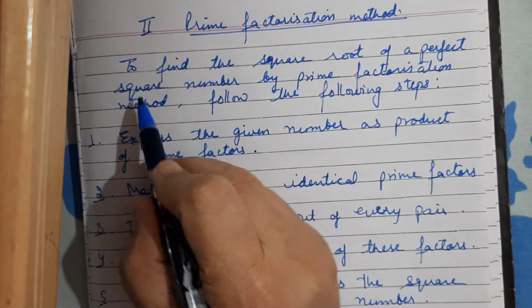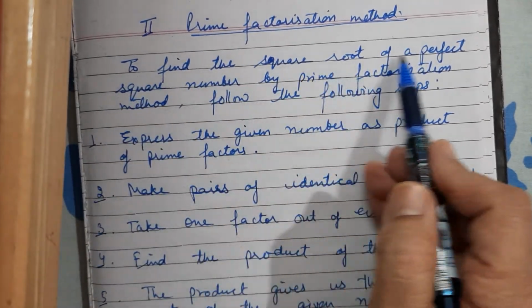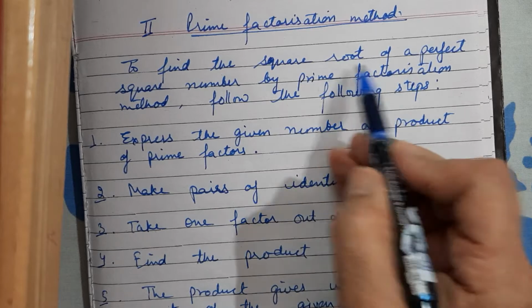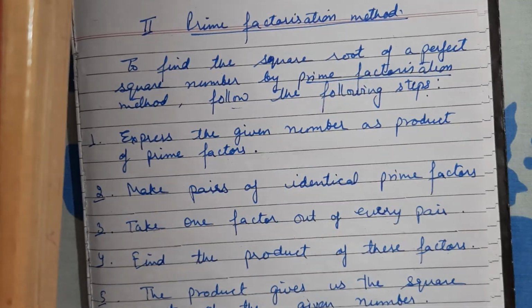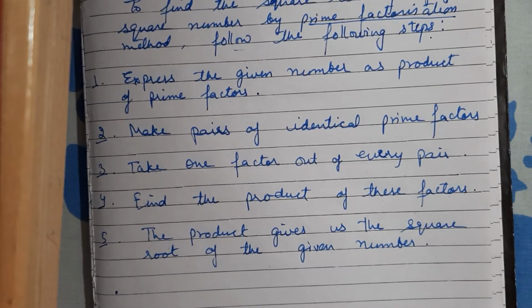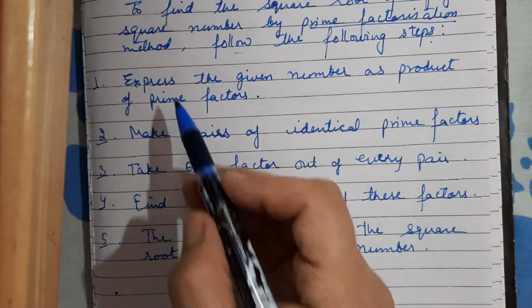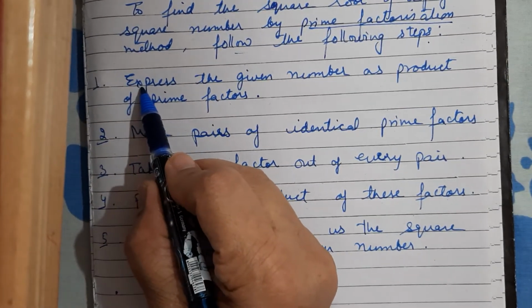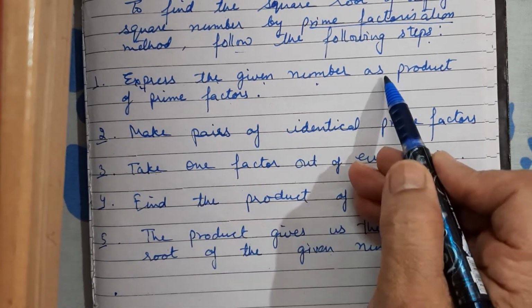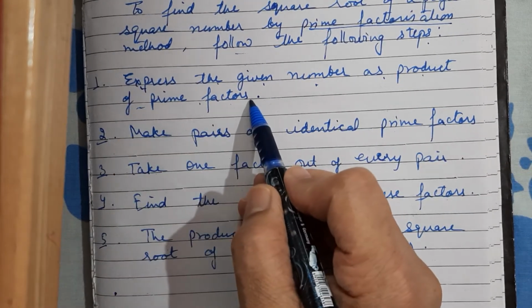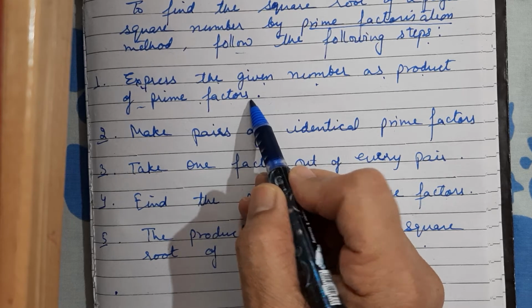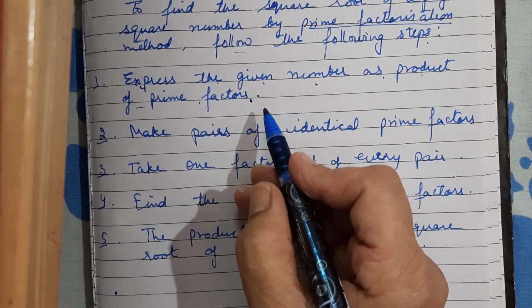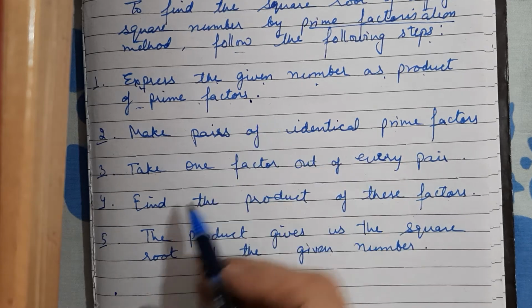So here are the steps to find the square root of a perfect square number by the prime factorization method. We need to follow these steps. First, express the given number as a product of prime factors. It means resolve the given number into prime factors. Whatever number is given to you, make prime factors of that number.